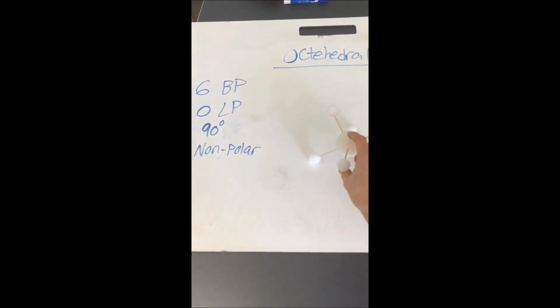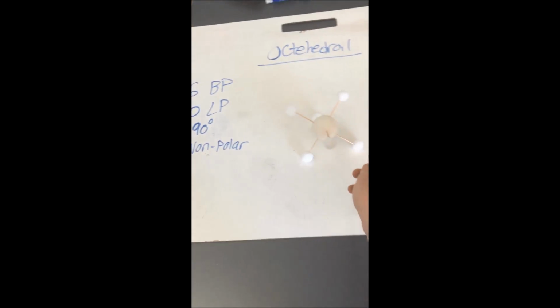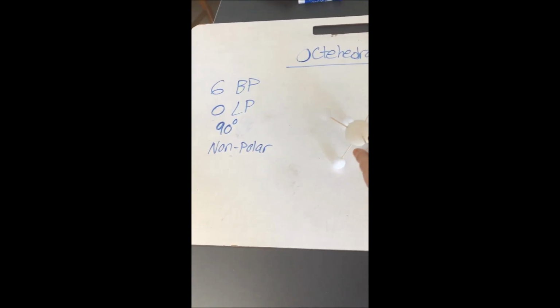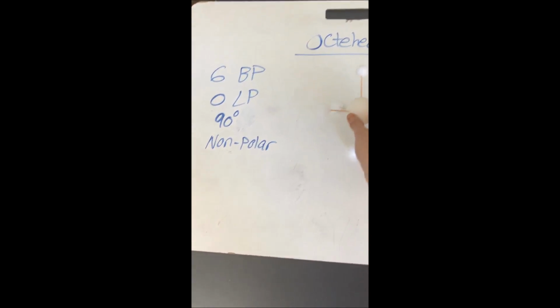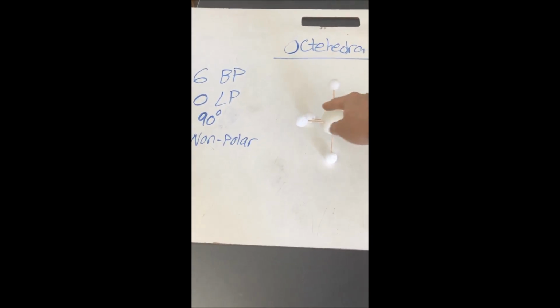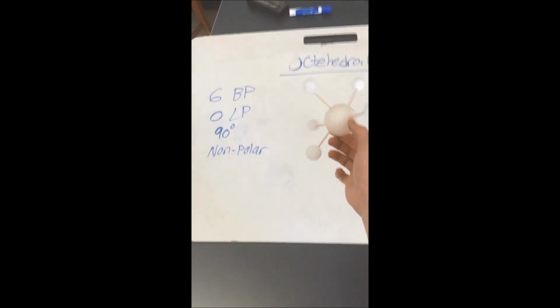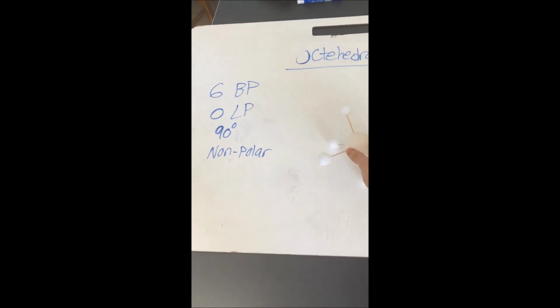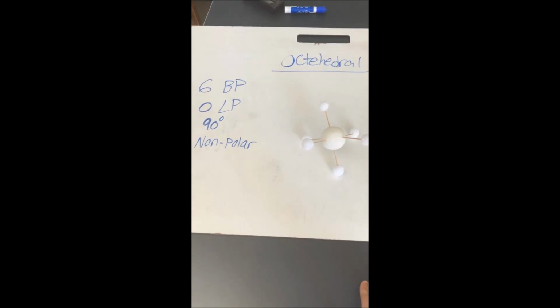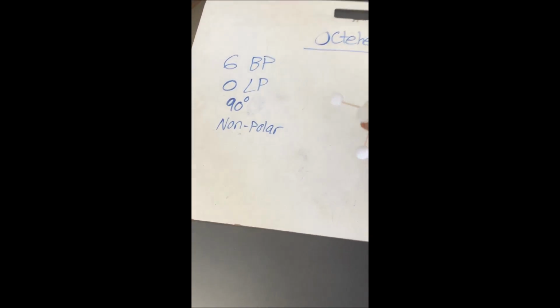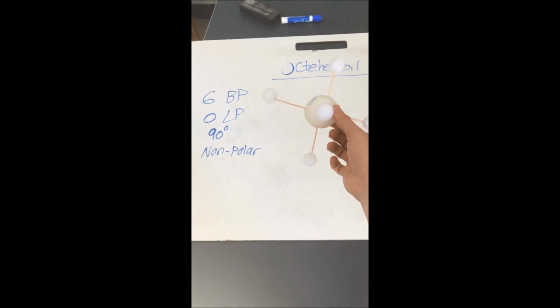This is the octahedral. It has 6 bonded pairs, as you can see right here, all 6, and then there's 0 lone pairs. It gets its name octahedral because if you put a triangle between every bond pair, you can make 8 total triangles, or 8 faces, and each bond pair has a 90 degree angle, and it's nonpolar because since all the angles are 90 degrees, they all meet up in the middle and cancel out.